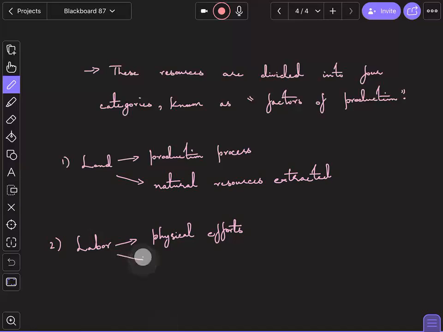The second one is mental efforts, or mental exertions. People who provide their mental efforts in the production process, like for instance, scientists, economists, teachers, data scientists, analysts. They are all examples of labor, because they are also utilizing their mental capabilities in order to make sure that the production process runs smoothly.